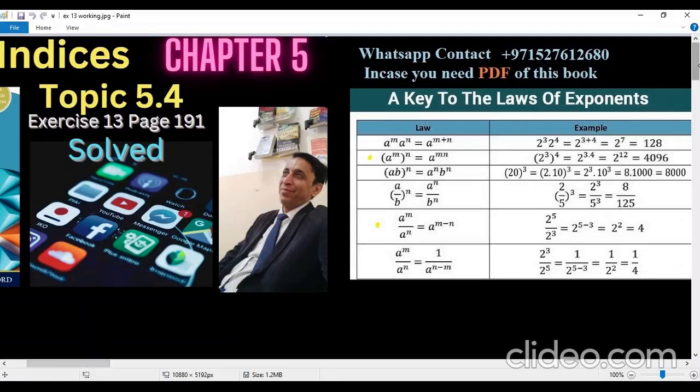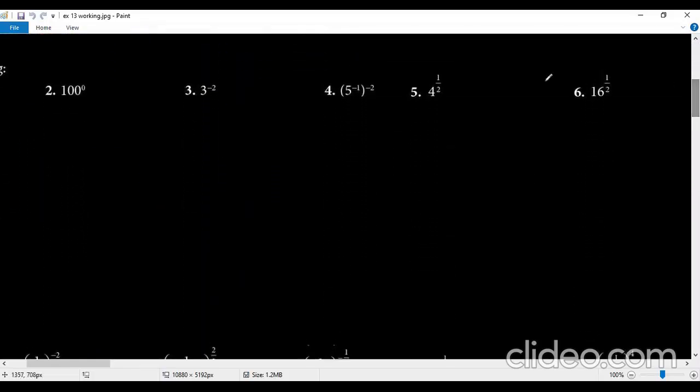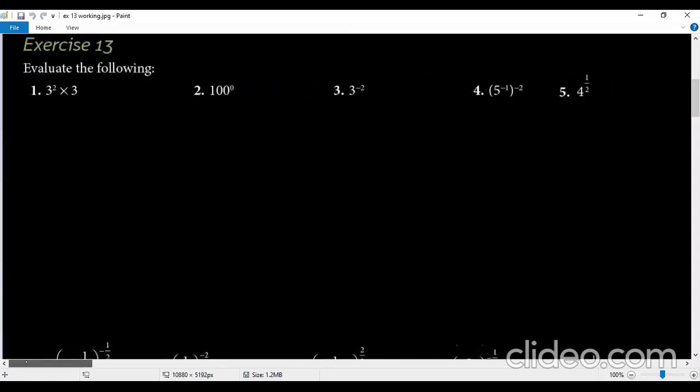Now, I will not be spending time explaining all these rules of exponents. I'm taking you directly to the question. In this exercise, we are going to apply what we have learned so far.